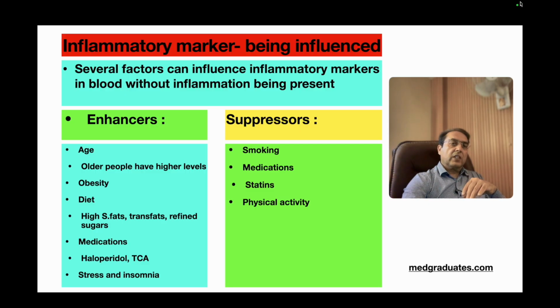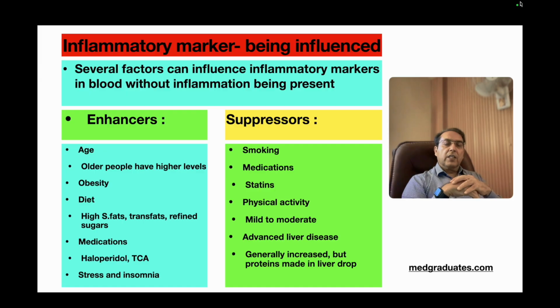And then physical activity. Physical activity has a complex relationship. Mild to moderate activity can decrease inflammatory markers, but strenuous activity can increase inflammatory markers. Then advanced liver disease. Although inflammatory markers are generally increased in advanced liver disease, the proteins which are being produced by the liver are decreased, so they may drop in some patients.